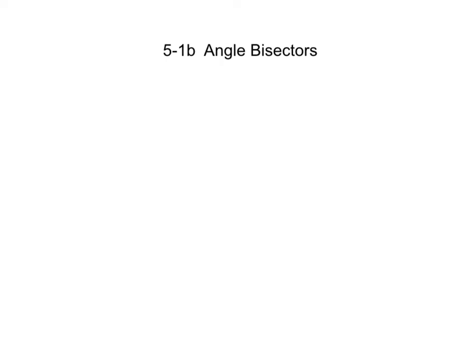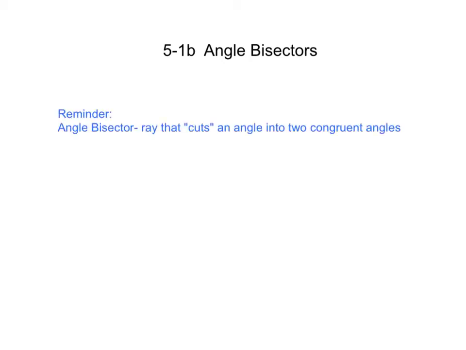Today we're going to do 5-1 Part B, which is angle bisectors. First things first, we might need a reminder of what an angle bisector is. As a reminder, an angle bisector is a ray that cuts an angle into two congruent angles.